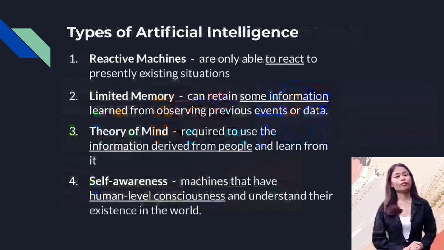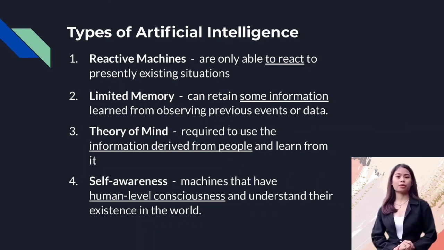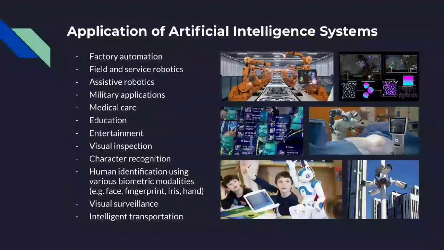There are four types of artificial intelligence: reactive machines, limited memory, theory of mind, and self-awareness. Applications of artificial intelligence systems.